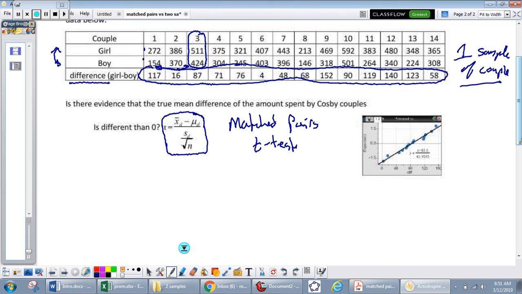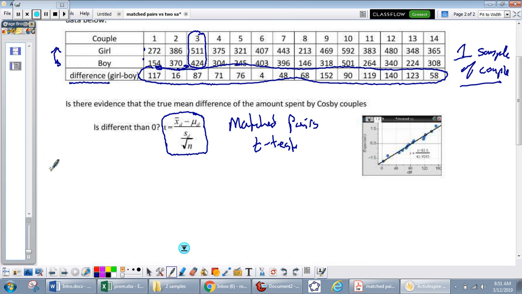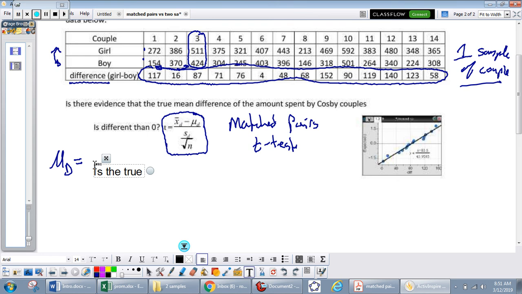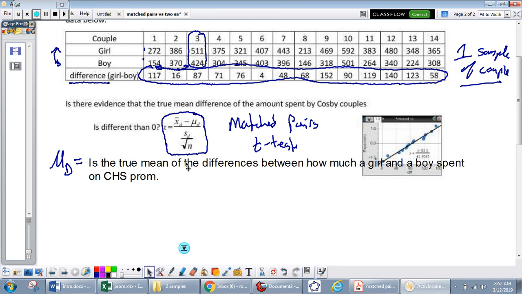Okay, so let's go ahead and go through PHANTOMS. This is the true mean difference. So that's what I'm interested in this time. Alright, so first thing we need is what are we interested in? So we're going to let mu d be, okay, so what is mu d? So mu d is the true mean of the differences between how much a girl and a boy spent on Cosby prom. So now instead of the difference of the means, I'm doing the mean of the differences, and that's a little tricky. Just make sure you think about that a little bit.